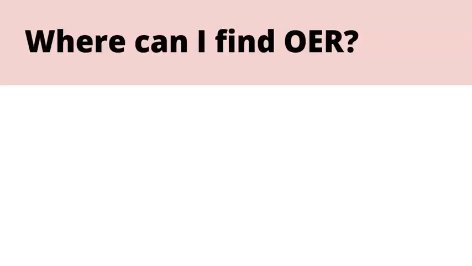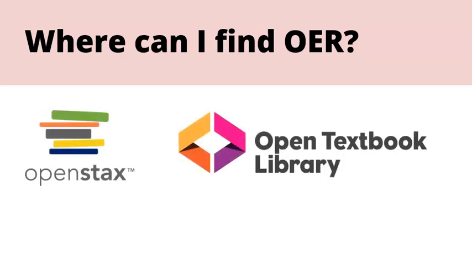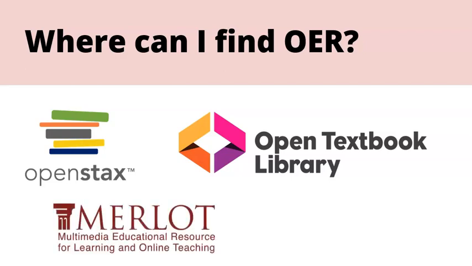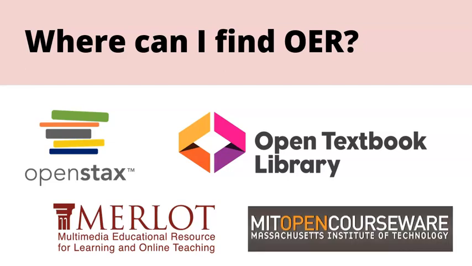OER are often stored in repositories online. OpenStax and the Open Textbook Library are 2 popular websites to find open textbooks. Merlot is a great place to find ancillary materials. You can even find entire open courses available through MIT OpenCourseWare. You can find their links in the description below, as well as a guide for finding, evaluating, and remixing OER.